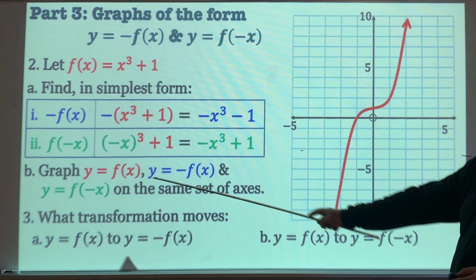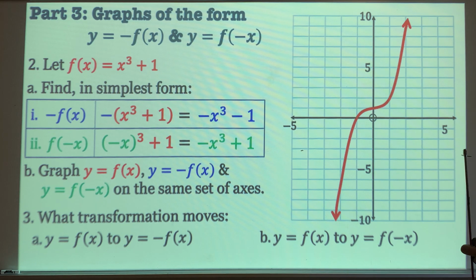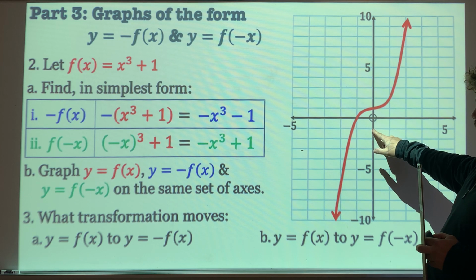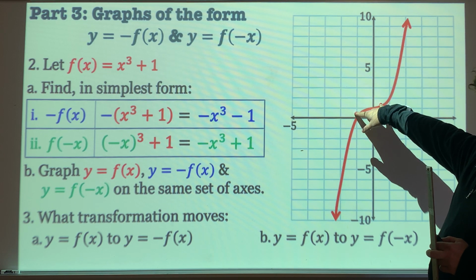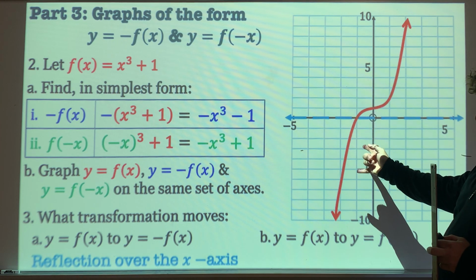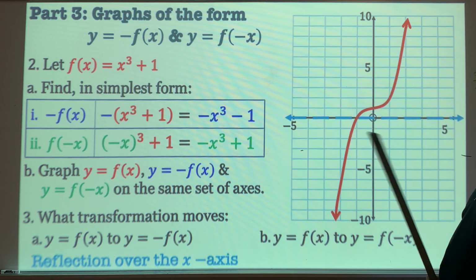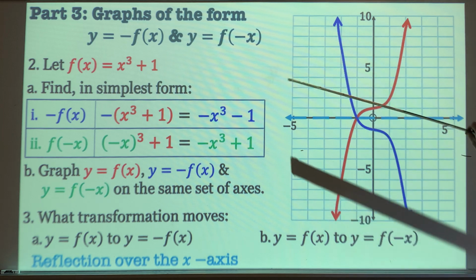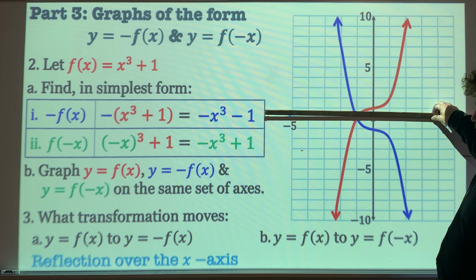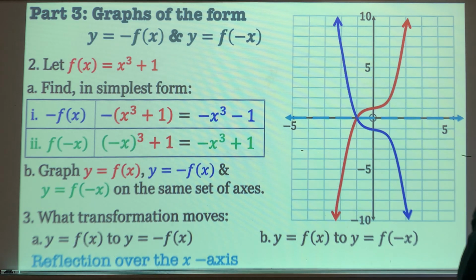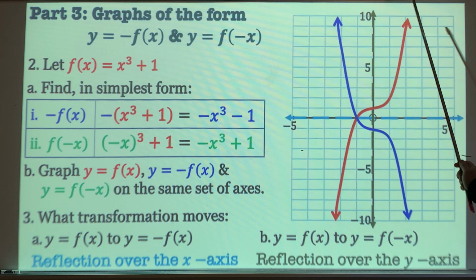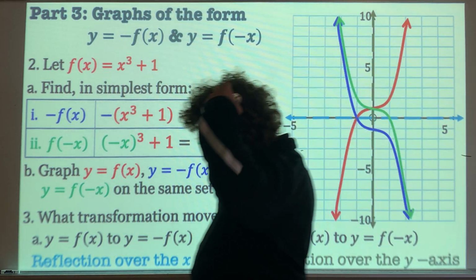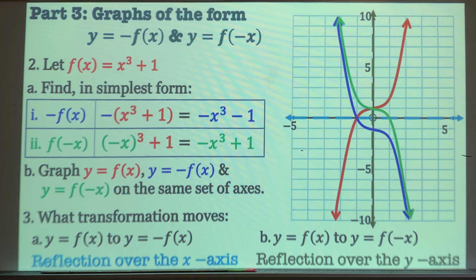So we graphed the first one. Now let's graph the second and the third one. So, negative x cubed minus 1. You start down at minus 1. Now negative x cubed means I'm going to take this graph and flip it. It's pretty much a reflection over the x-axis. So I'm going to start at negative 1 and I reflect it. However many distances I am from the x going up, I'm the same distance going down. Now what did we say this was? This is a reflection over the y-axis. Whatever I do to the left, I do to the right. And there's my graph. And that's all there is to it.